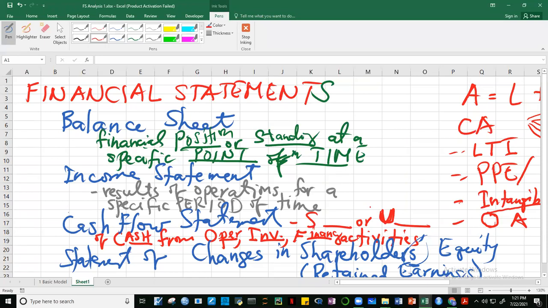Ano kaya yan? Saan nanggagaling yung cash? Saan ginagamit yung cash? So what's that? It's the sources, correct? Thank you, Kyrene, and uses of cash. So the cash flow statement tells us of the sources and uses of cash from operating, investing, and financing activities. Again, also for a specific period of time.